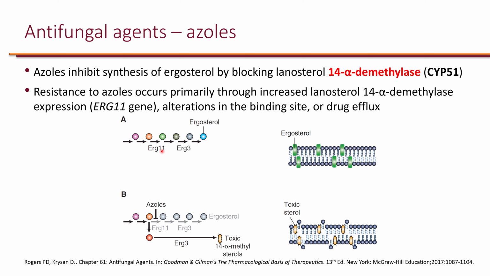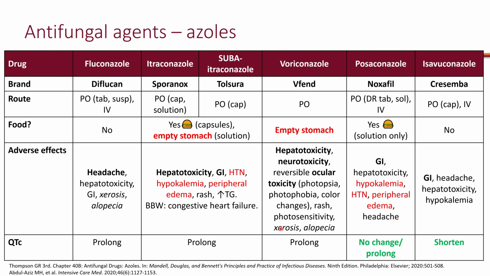So what normally happens is that this ERG11 gene leads to the formation of CYP51 enzyme, which leads to synthesis of ergosterol, which is important for the cell membrane. When you have azoles, they essentially block this process, so the cell membrane will not have this ergosterol, which results in cell wall inhibition. Now let's take a look at each azole one by one.